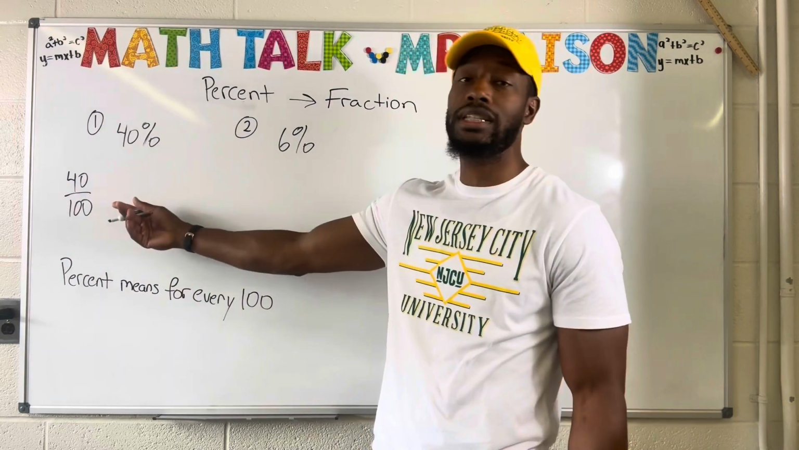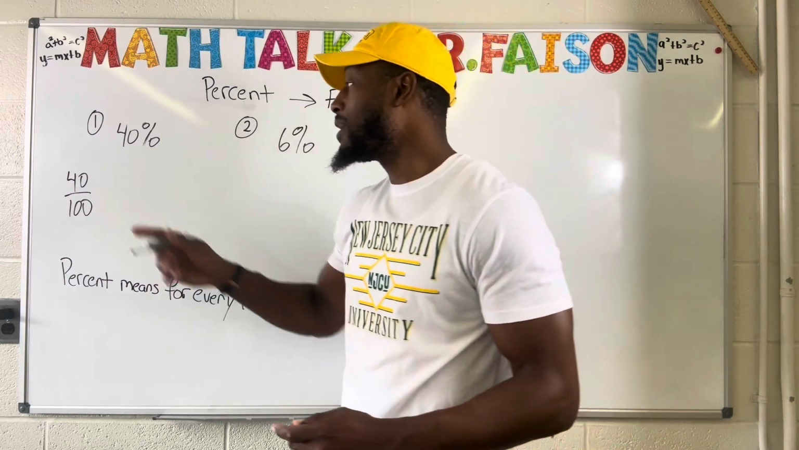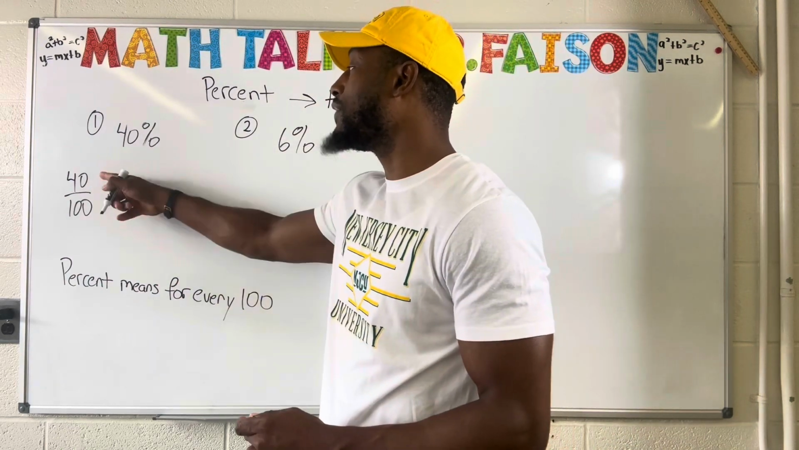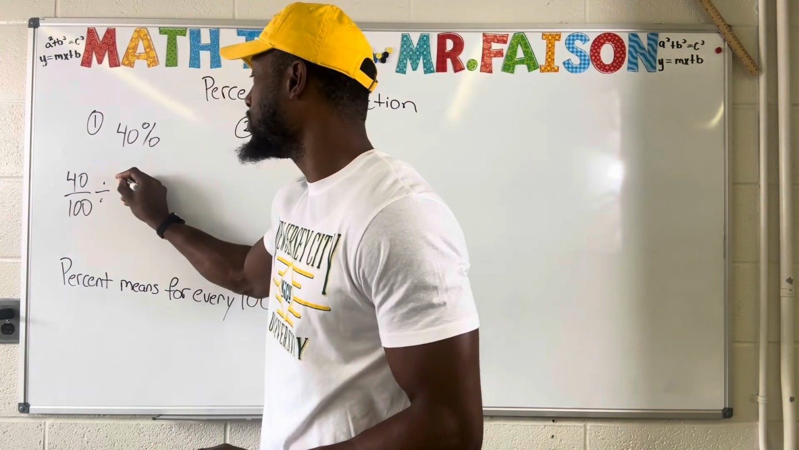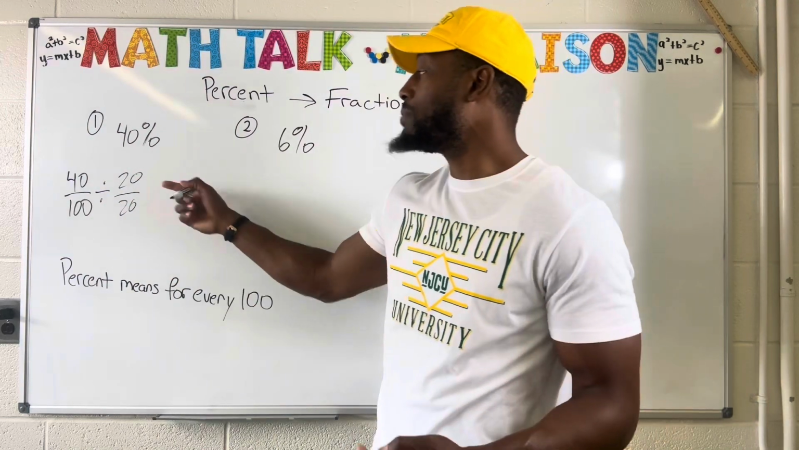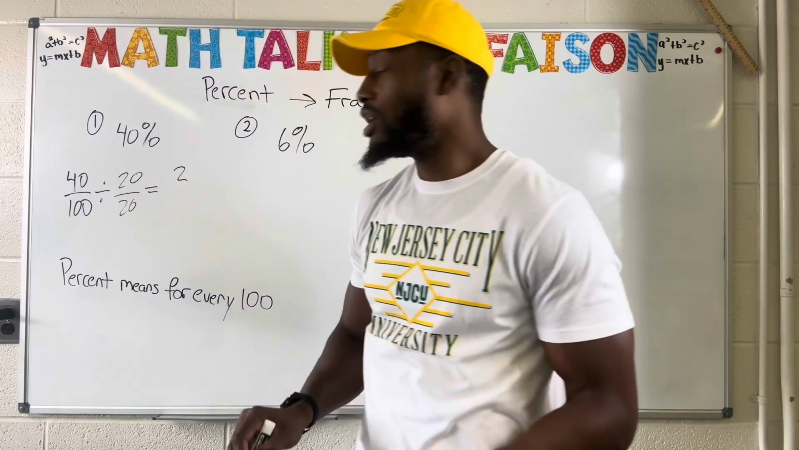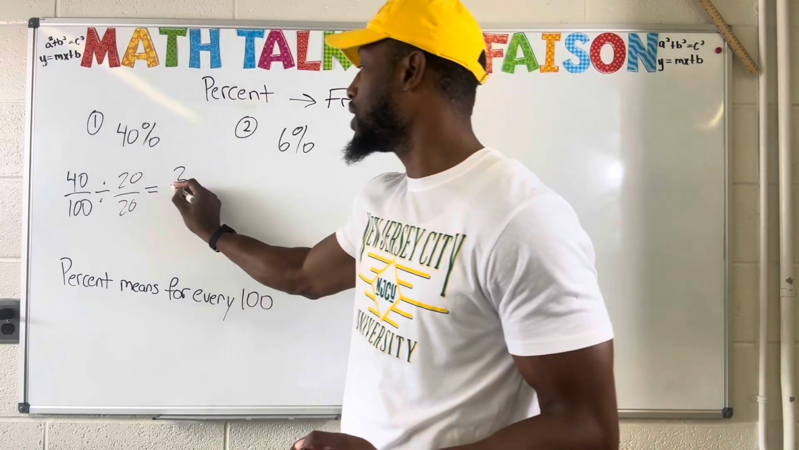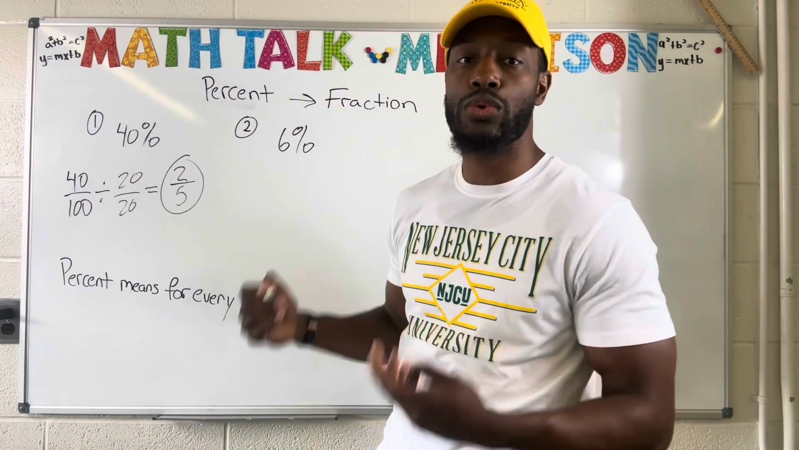Remember, we have to find the GCF. If you forgot how to do that, tap back into the GCF video. All right? So we're looking for the GCF of 40 and 100. The GCF of 40 and 100 is going to be 20. So now we know we have to divide 40 by 20, which is going to give me 2. And we have to divide 100 by 20, which is going to give me 5. So my answer would be 2 over 5.